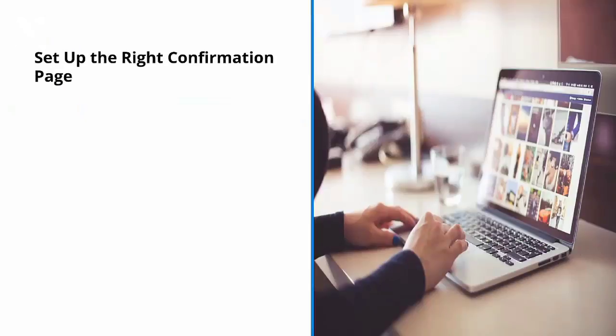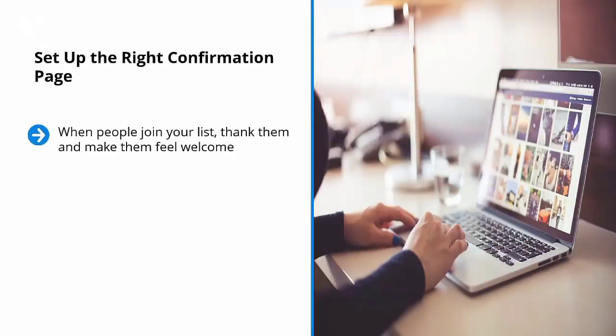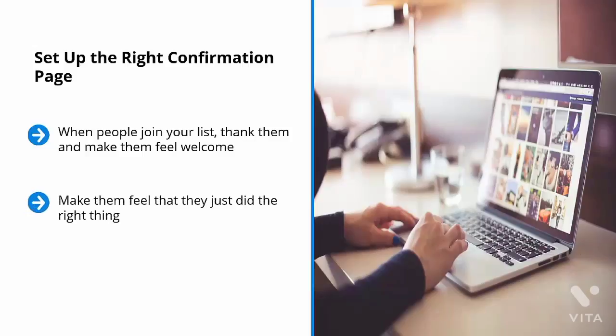Set up the right confirmation page. When people join your list, thank them and make them feel welcome. You also have to clue them in regarding the content they should expect to receive. Make them feel that they just did the right thing. Make them feel that they solved a major problem. Not only do they get access to the digital freebie you're giving away, but they're also going to be receiving valuable information regarding a particular topic that they have problems with. This is how you sell the list.